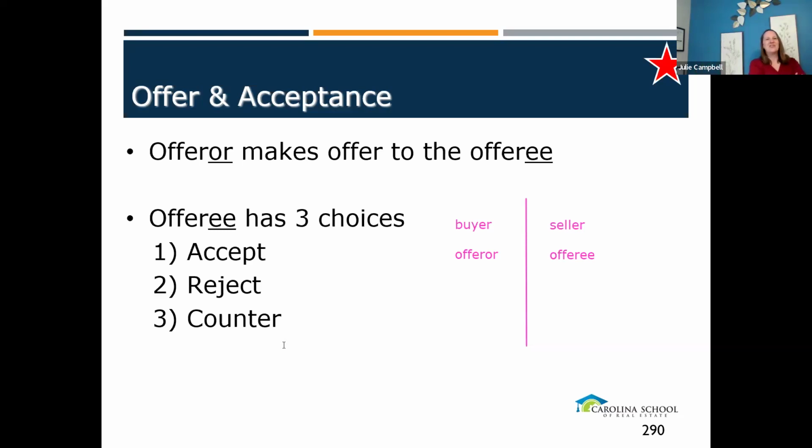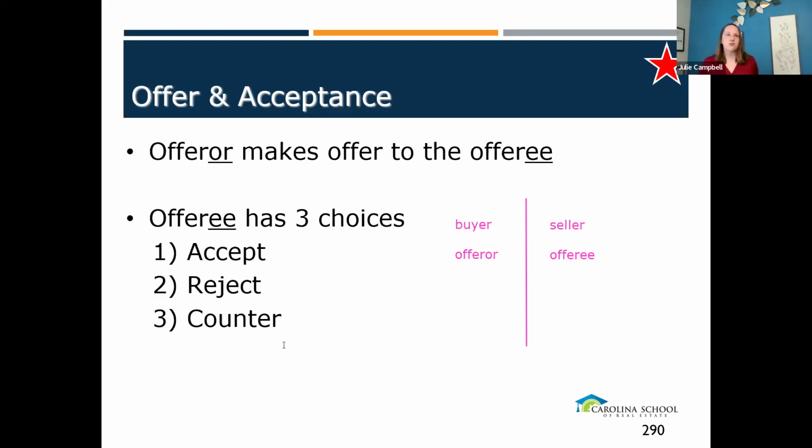So the buyer is making the offer to the seller. The buyer's the offeror. And like I said, 9.8 times out of 10, this is the way it goes down. But guys, there can be cases where the seller makes an offer to sell to the buyer. So the offeror, in this case, is the buyer. They make the offer to the seller. The seller is the offeree.